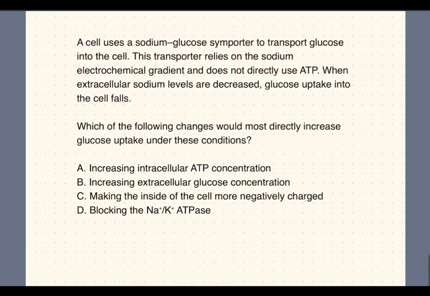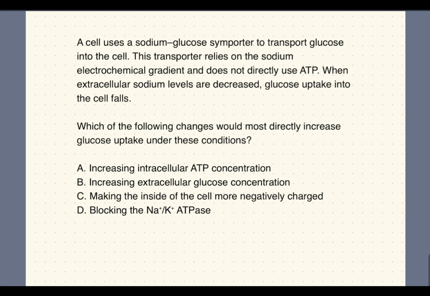Let's go. A cell uses a sodium glucose importer to transport glucose into the cell. The transporter relies on the sodium electrochemical gradient and does not directly use ATP. When extracellular sodium levels are decreased, glucose uptake into the cell falls. Which of the following changes would most directly increase glucose uptake under these conditions?